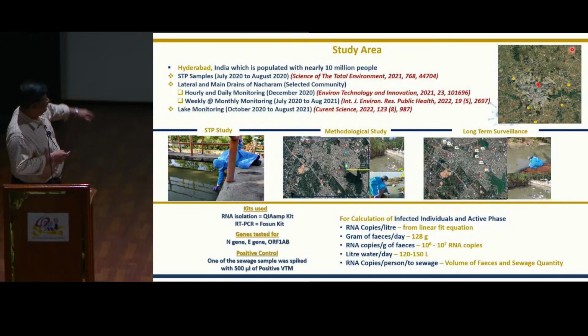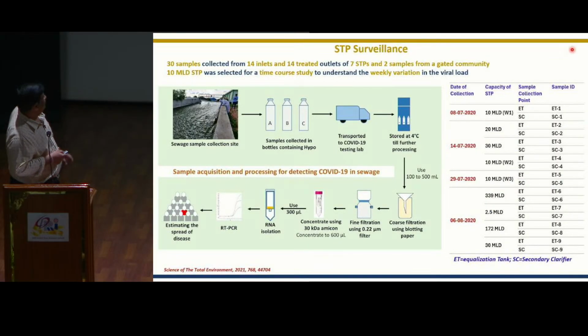These are some kits that were available at that time, and these are the calculations. A few calculations are available. We tried to use these calculations based on RNA in wastewater and in feces. And we collected samples. Initially, the collection of samples was also at the peak of the epidemic.